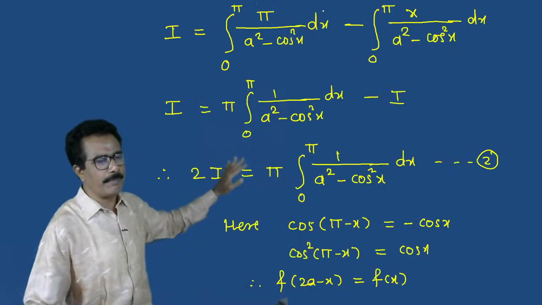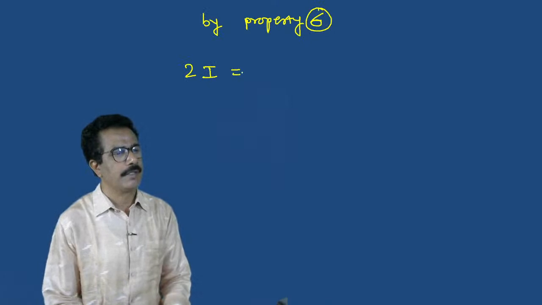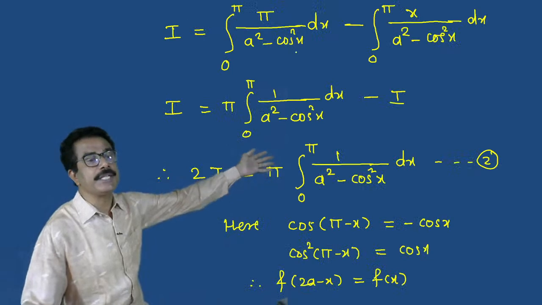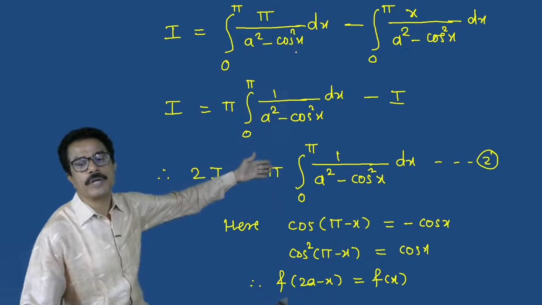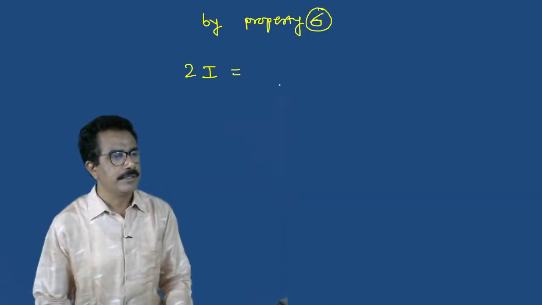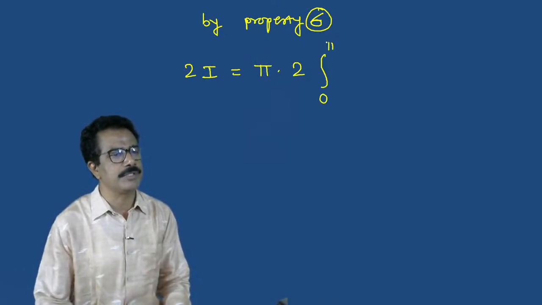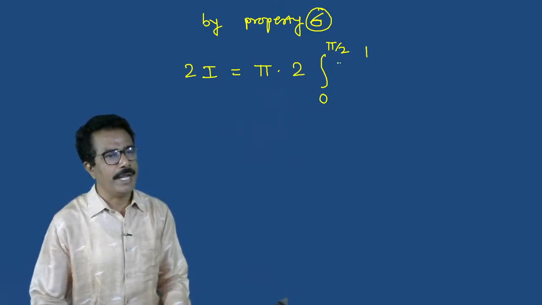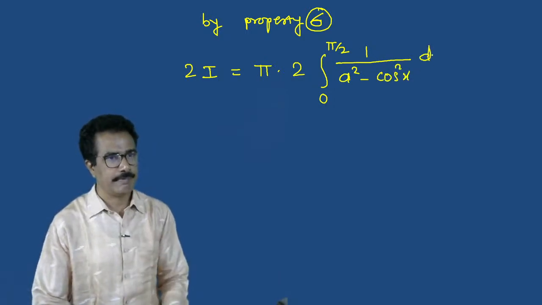We can write property number 6: 2I is equal to... what is that property? See this. We have to change this limit into the half, 2 times of the integral, keeping the same function, and only the limit becomes half. So pi into 2 times the integral from 0 to pi by 2 of 1 upon a square minus cos square x dx.